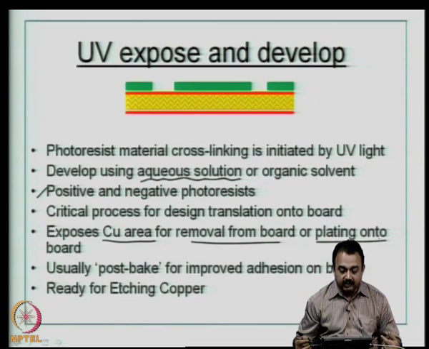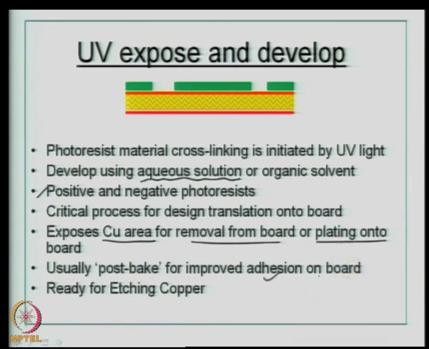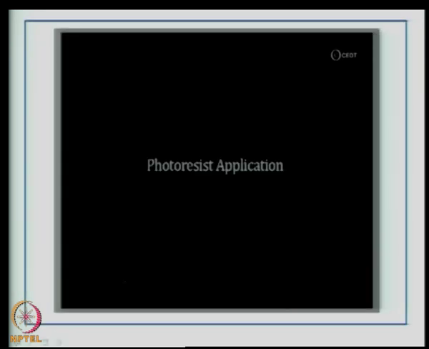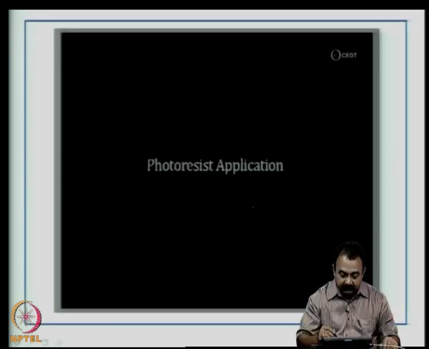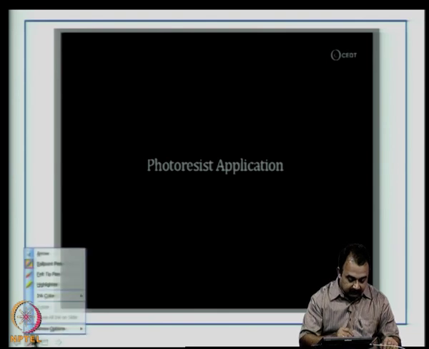Usually you do a post bake to improve the adhesion of the dry film or the wet film onto the copper surface. Remember, you have also done some micro etch on the copper for this simple purpose, to improve the adhesion. After the exposure and developing process is over, the board is now ready for getting etched to remove unwanted copper. Now, we will see a demo of a photoresist application.